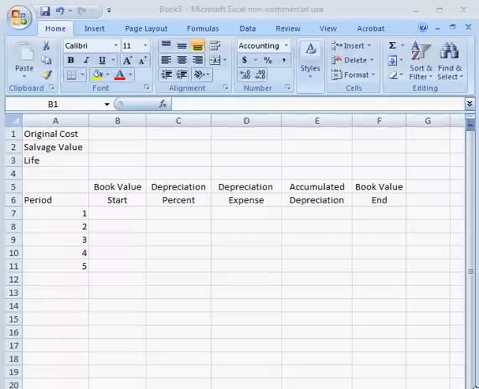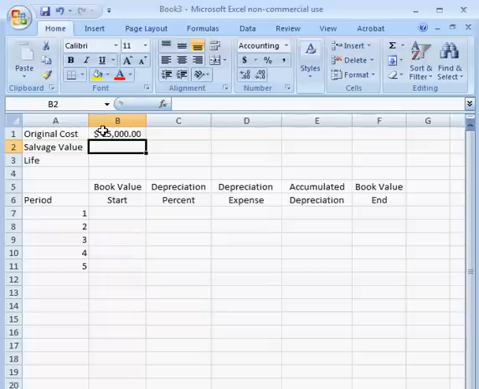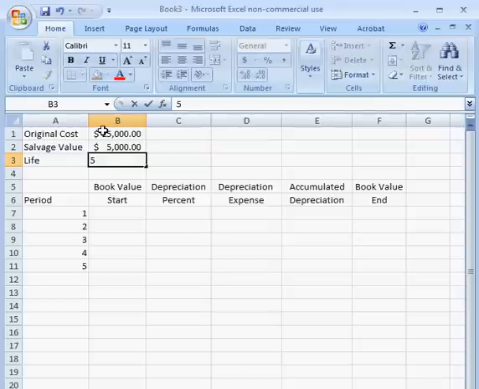Today we're going to learn how to calculate the double declining depreciation method in Microsoft Excel. Let's return to our original example from calculating straight line depreciation, where our original cost was $25,000. The salvage value of the asset is $5,000, which means that if you sold this asset today, that's what you could get for it. And the useful life of the asset is 5 years.